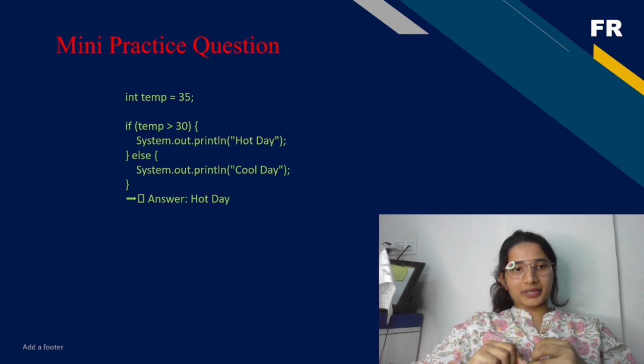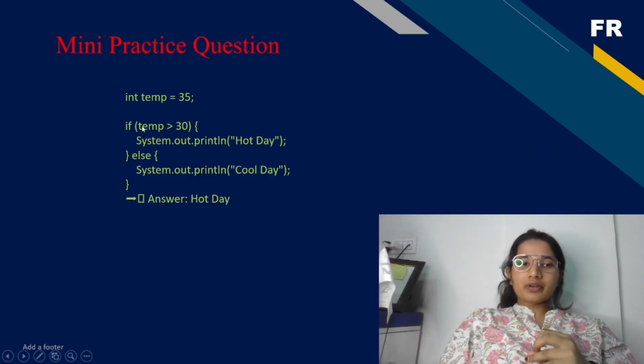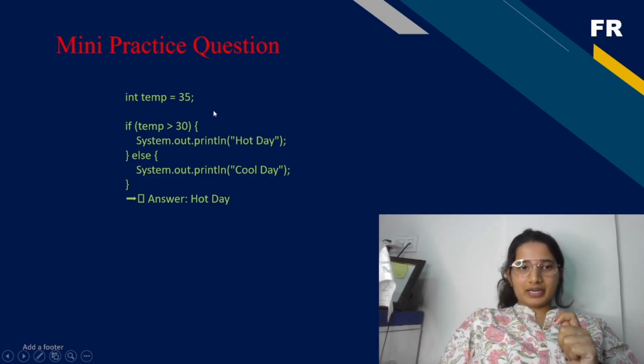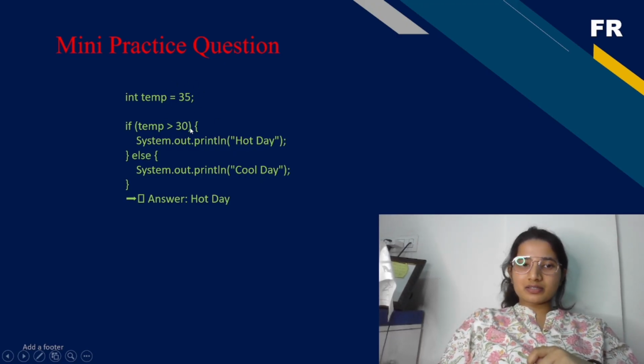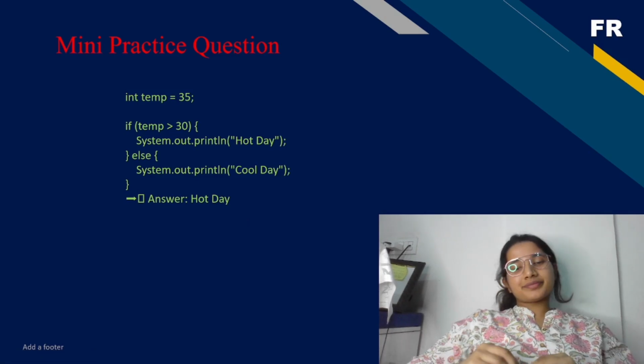Okay, I'll explain. First, I'll take one int temp equal to 35. Right. So if temp is greater than 30, then only it will print hot day, or else it will print cool day. Okay, what is the answer? 35 is greater than 30, so our condition is satisfied, hot day. So the answer is hot day.